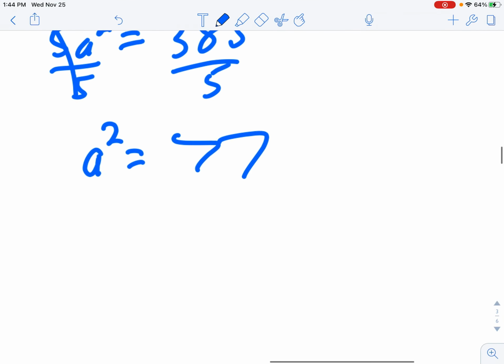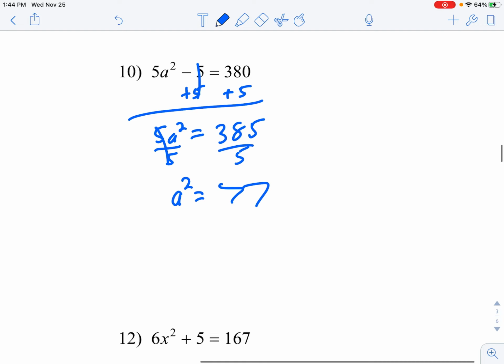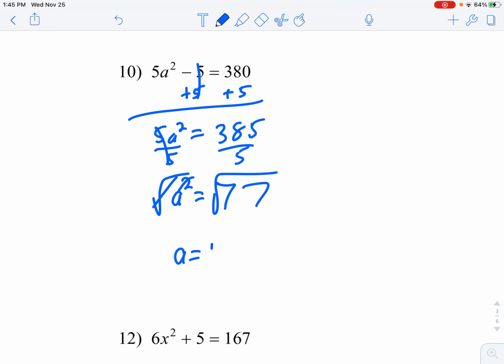All right, so a squared equals 77. That just looks goofy. Square root both sides to cancel out the square. Automatically put down a plus minus. And then 77. Can you square root 77? No, it's not a perfect square. Can I simplify 77? No, it only breaks down into 7 and 11. We need pairs of things to simplify. So it looks like our answer is positive square root of 77 and negative square root of 77.